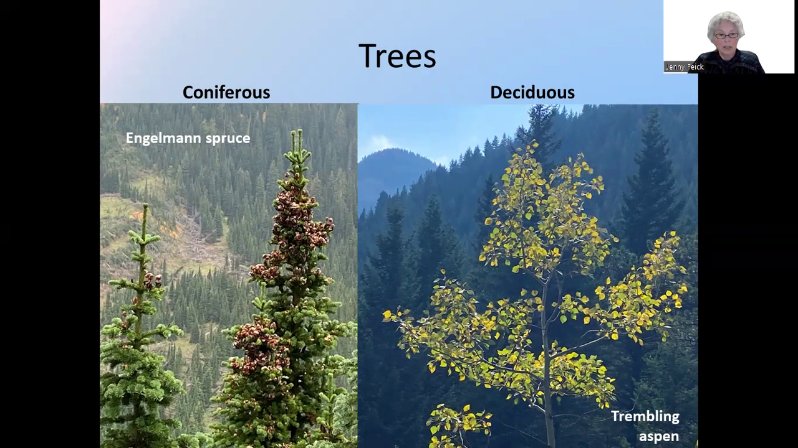And there's 2 types of trees. There's the coniferous trees and the deciduous trees. So coniferous trees have cones, hence the word coniferous. And deciduous trees are the ones that lose their leaves in the fall.